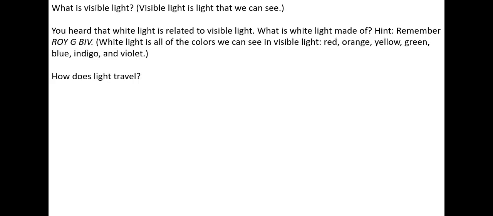All right, that's a fun story. So what is visible light? Visible light is light that we can see. You have heard that white light is related to visible light. What is white light made of? Here's a hint. Remember Roy G. Biv. White light is all the colors we can see in visible light: red, orange, yellow, green, blue, indigo, and violet.